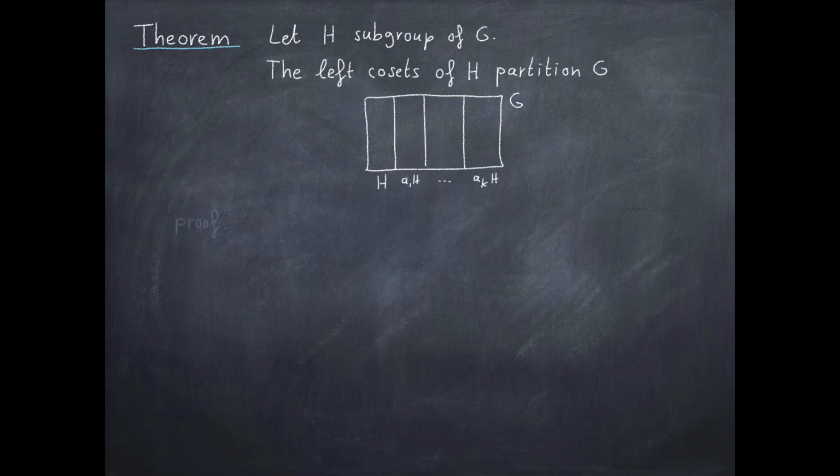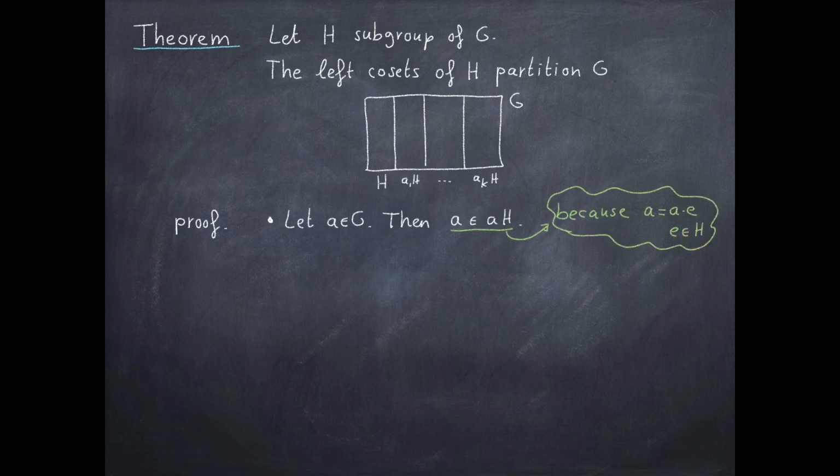Okay, let's look at the proof. First, we want to prove that any element A in G is in some left coset of H. This is easy. The element A is in the coset A times H. That's because A is equal to A times the identity element, and the identity element is in H.